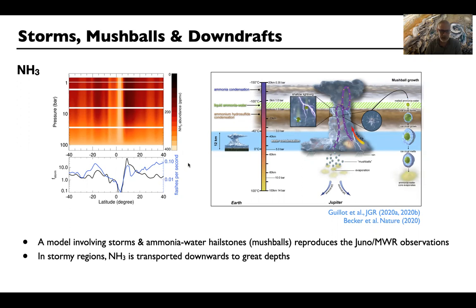And interestingly, it matches the amount of flashes per second that are measured by Juno MWR as a function of latitude. You see very few flashes at the equator or none at all, and more lightning in this region, especially where there's a lot of ammonia depletion, where ammonia is transported very deep down in the planet.